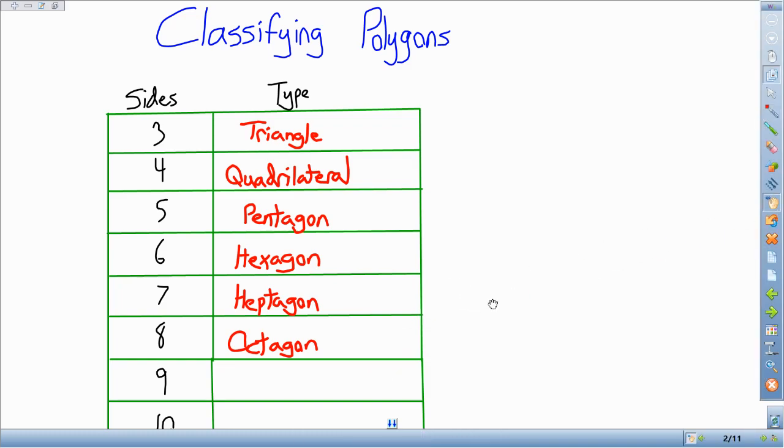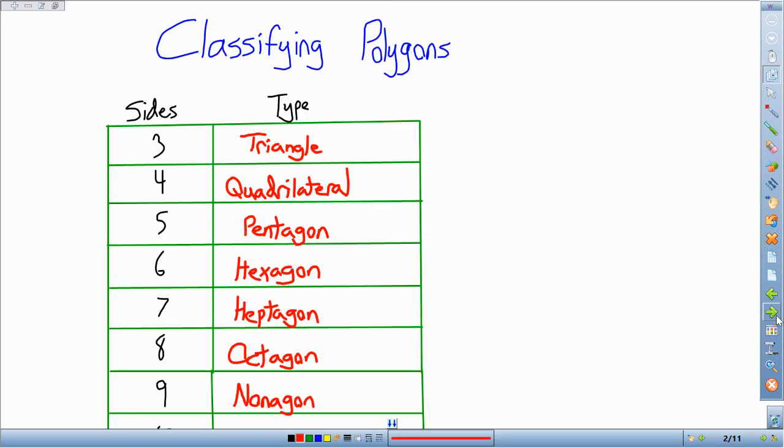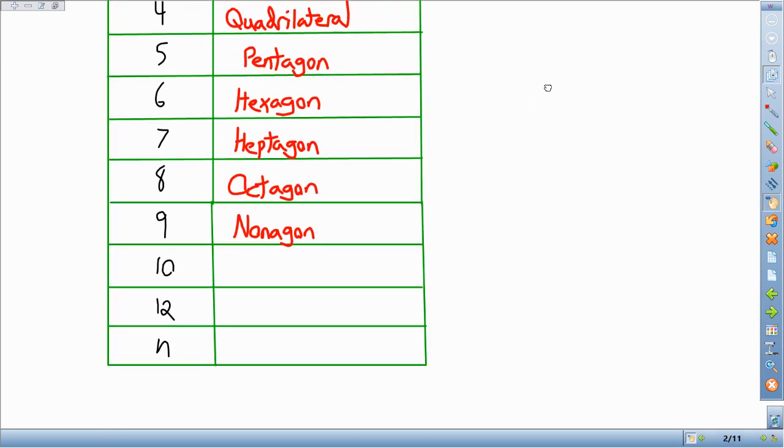A 9-sided polygon. This is one we don't see very often. This is called a nonagon. All right, a 10-sided polygon. What is that called? A decagon, kind of like a decade. Decagon.